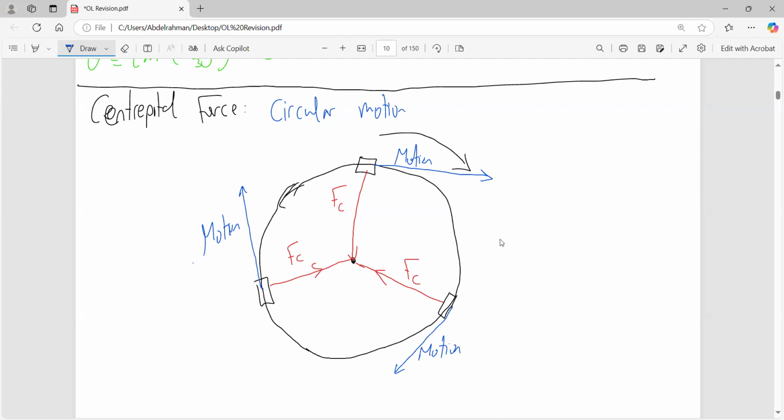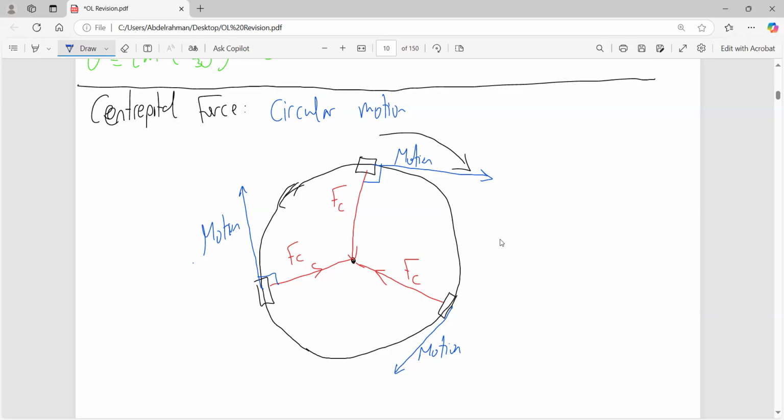It would be at 90 degrees with the centripetal force. It would be perpendicular to this force. So the centripetal force is always towards the center. For example, if it loses contact or whatever, it won't move in a circular motion anymore. In which direction will it move? Will it continue in this circular motion? No, it will not. It will move in a straight line, tangent to the circle at that point.